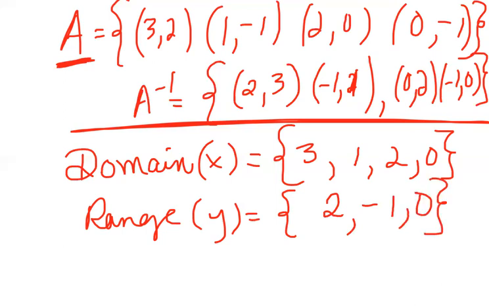Now, why is that? Because, guys, I don't know if you noticed, this -1 right here is a repeated element, so we can only write it down once. So when you have a repeated element, make sure you're writing it down once.